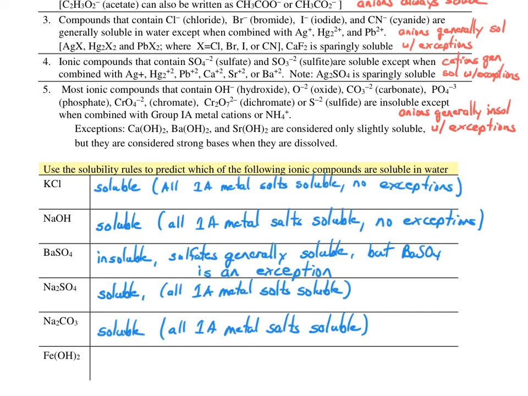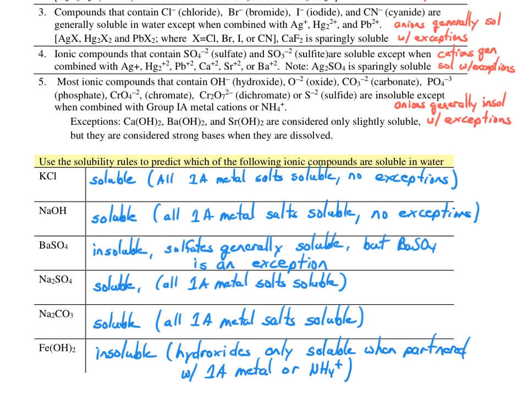The last example is iron hydroxide. Most hydroxides are insoluble. The only exceptions are those with 1A metals. So this is insoluble. Now we've practiced a handful of these. You need to do lots and lots of these because this is the starting point of many problems.